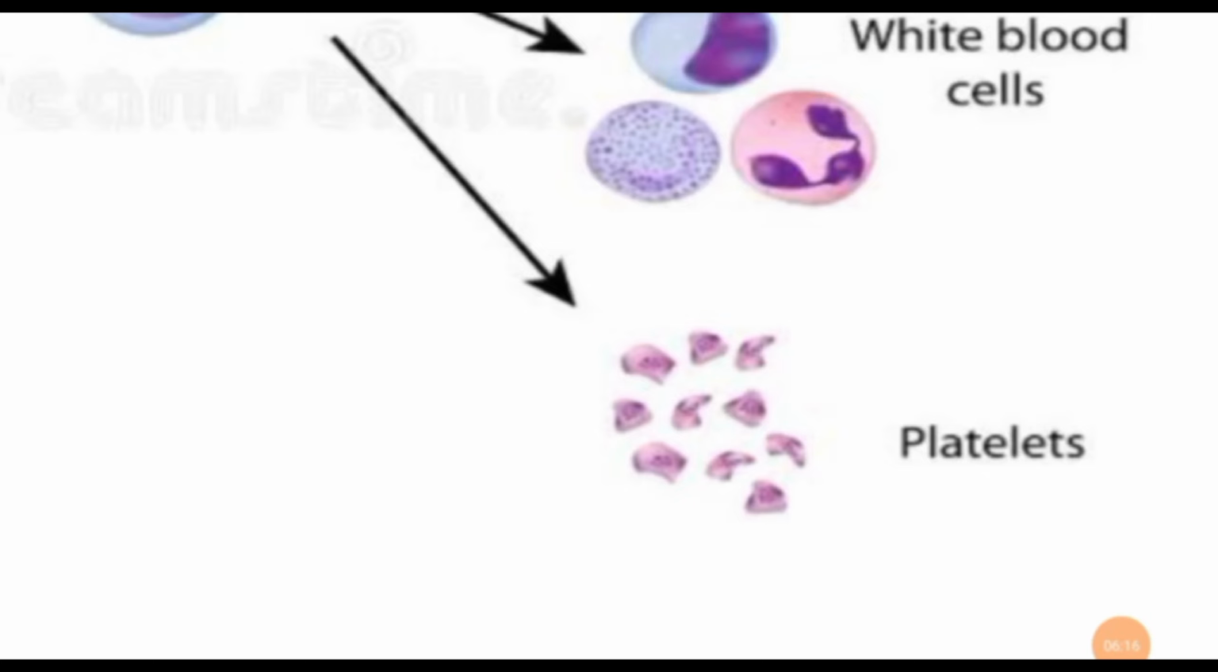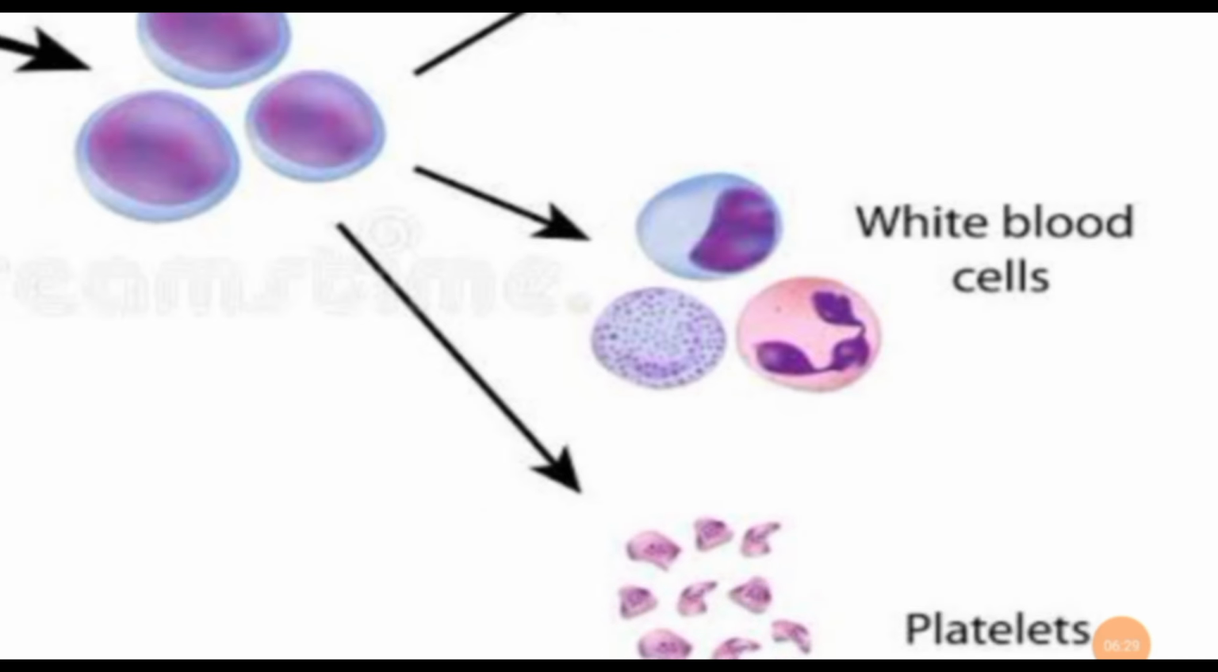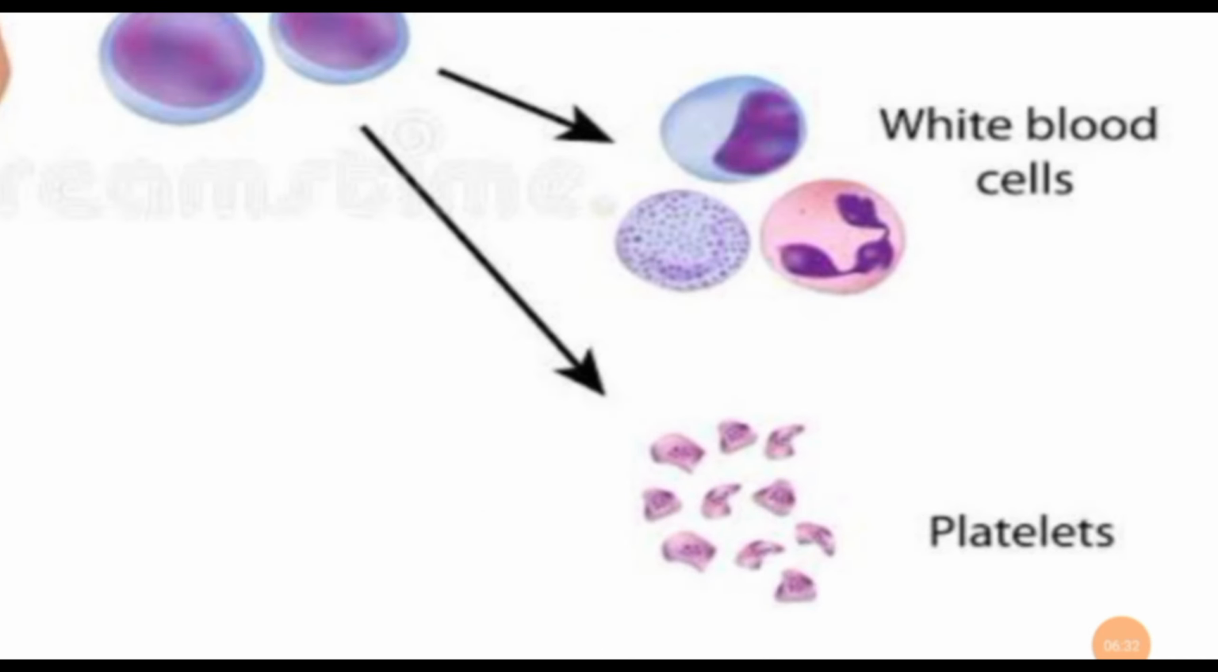When we get injured, that particular thing that covers our wound with time is done by what? The blood platelet. Now these are the three cells that are found inside the blood. We also have blood plasma.